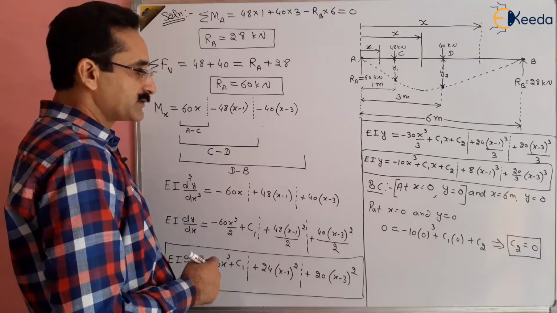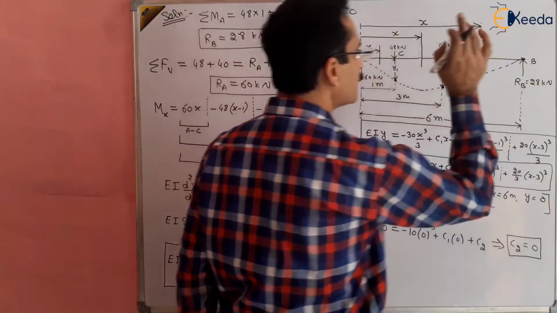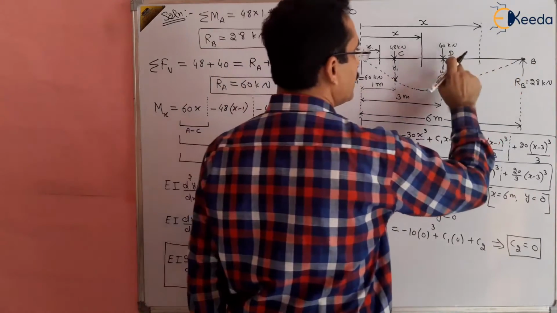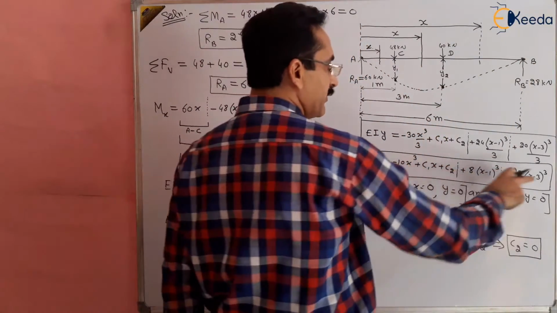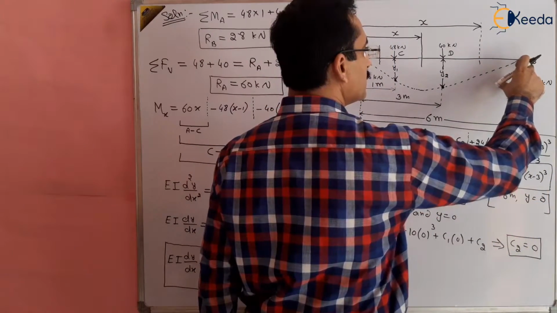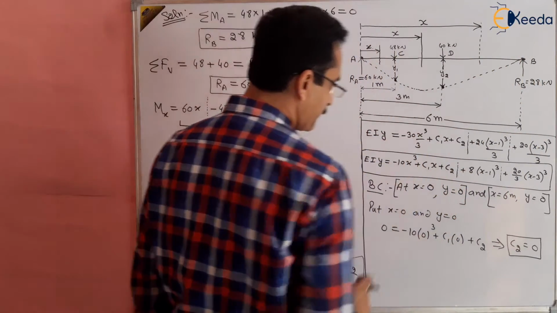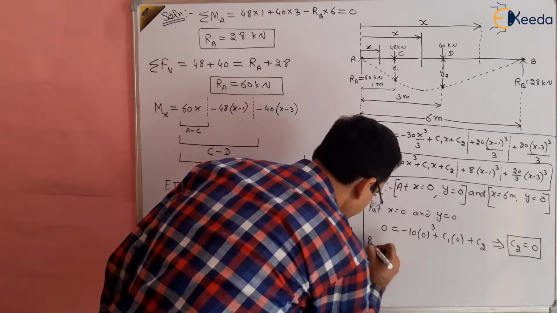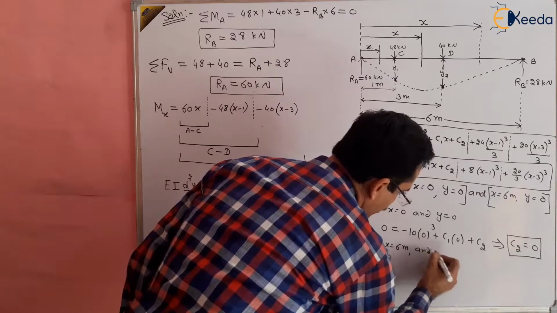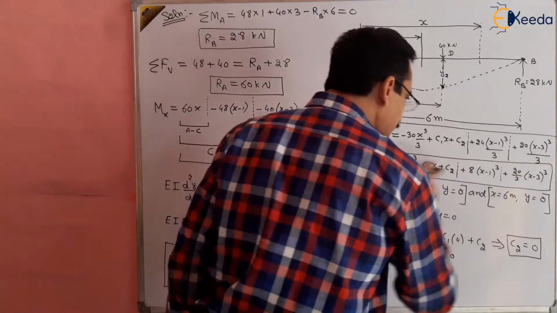Now the second boundary condition is this: at x equal to 6 meters, y is again 0, because the deflection at support B is 0. But this part lies between D to B, so the whole equation will be valid. We have to utilize this whole equation to get the value of deflection at point B as 0, so that we can find out C1. So put x equal to 6 meters and y equal to 0. Put here and use the entire equation.